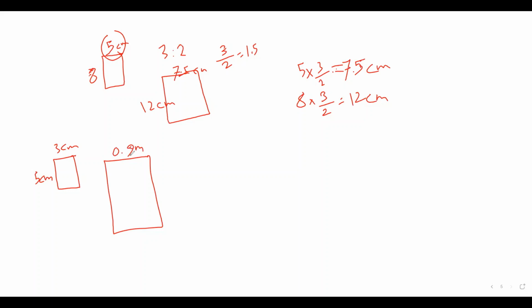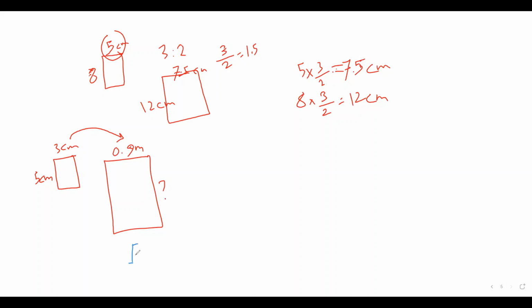Okay, let's make it a little bit more interesting. I changed the unit to meter. Now they're asking you, first of all, what is the ratio of enlargement? Because obviously this case is enlargement, right? 3 cm to 0.9 meter. And then they're asking for the other side. So first you have to find the ratio of enlargement.